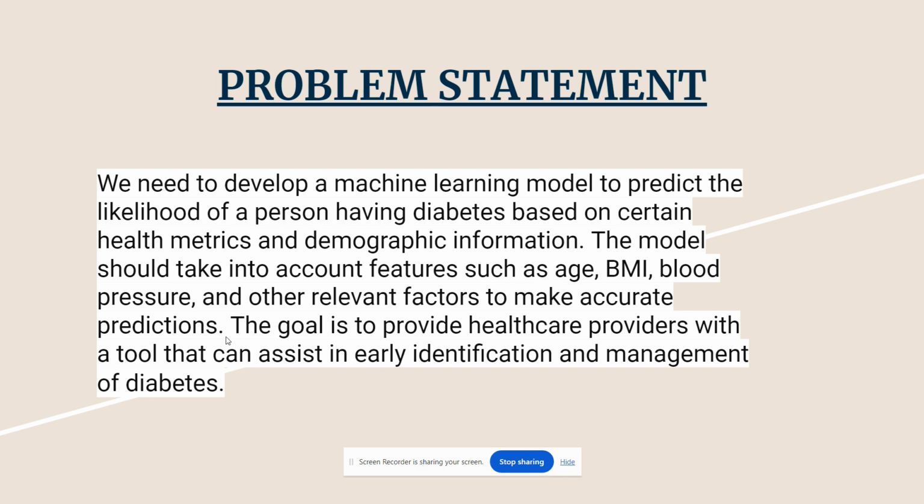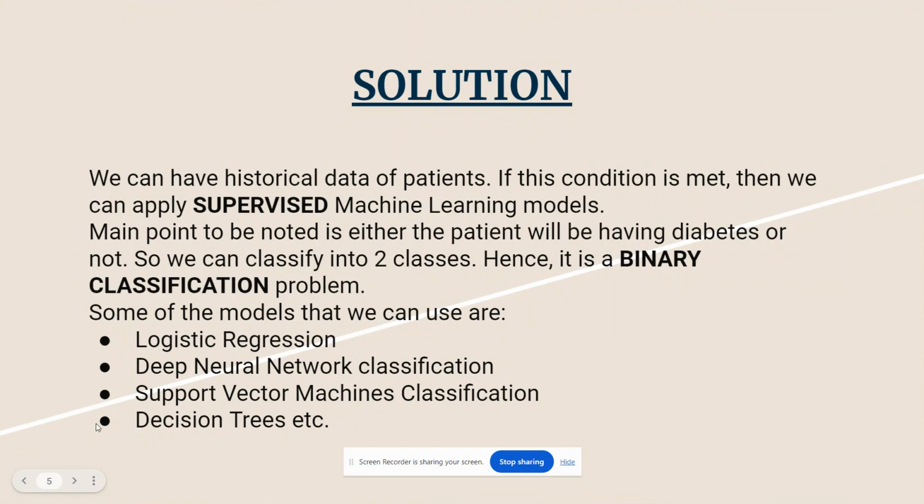This is the data set that I have downloaded from Google, but there are many factors that can affect the onset of diabetes. So a domain expert can give better knowledge on that. But still, I'm trying to make a better output from whatever data I have. The goal is to provide healthcare providers with a tool that can assist in early identification and management of diabetes. So what is the solution?